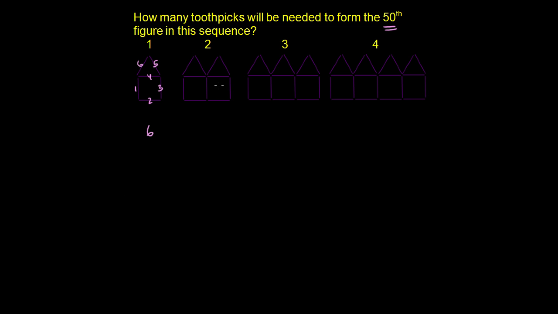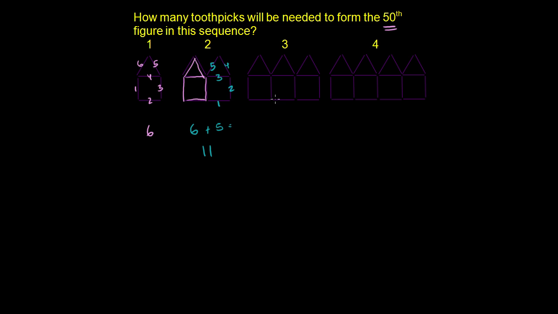How many do we have in our second figure? Well, we're going to have these 6 that we had in the first, right? This is the first figure right here. Let me just trace it. That's the first figure right there. And then how many new toothpicks are we going to have? We have 1, 2, 3, 4, 5. So we have the 6 in the original one plus another 5, which is equal to 11 toothpicks.